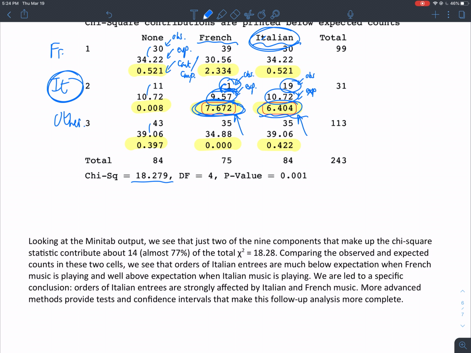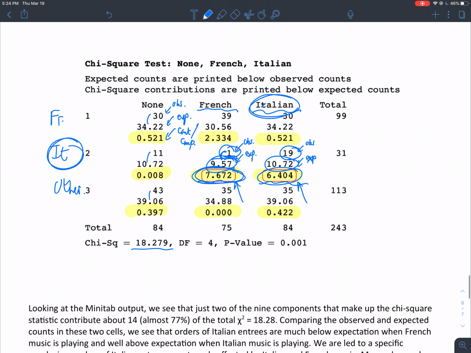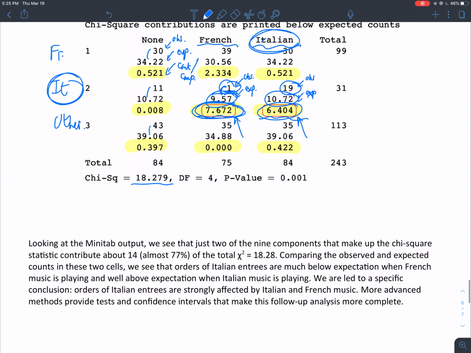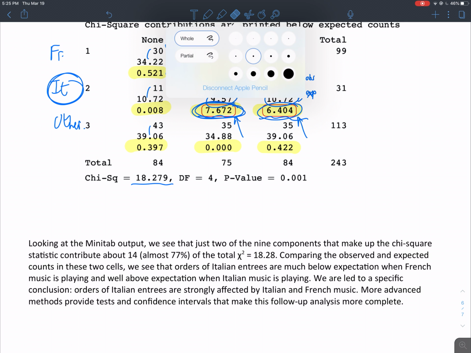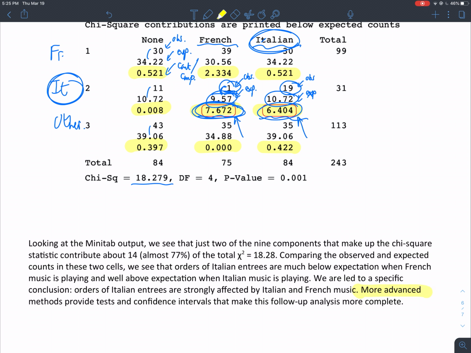That's the follow-up analysis. Now, if you're a real statistician, you would then go and do some other hypothesis testing or experiments or whatever to see how you can milk this situation, okay, to help the restaurant make more money or something. Maybe change their menu or something, okay? All right, so that's the follow-up analysis. And we don't do this, okay? More advanced methods provide tests and confidence intervals that do more. We don't do anything like that. Not in this class, okay?